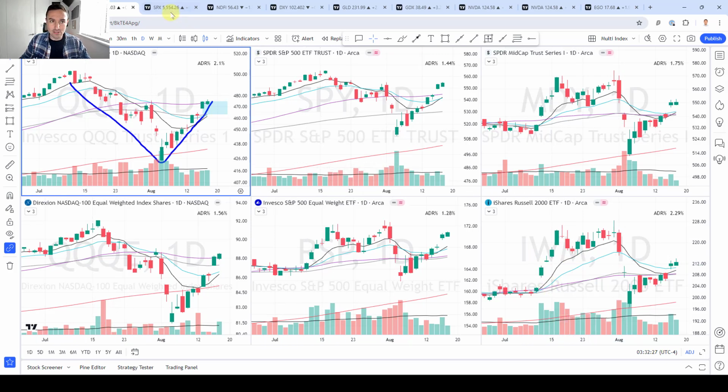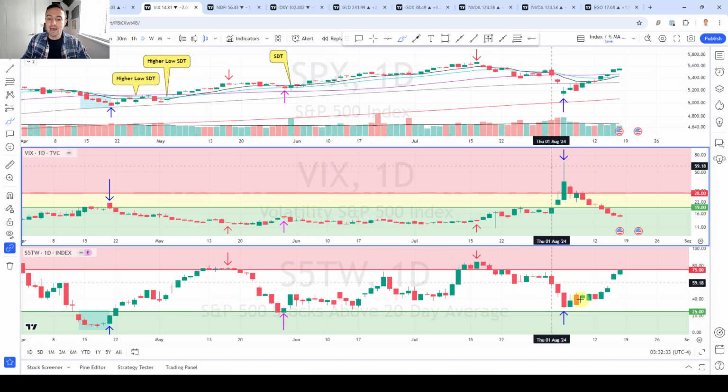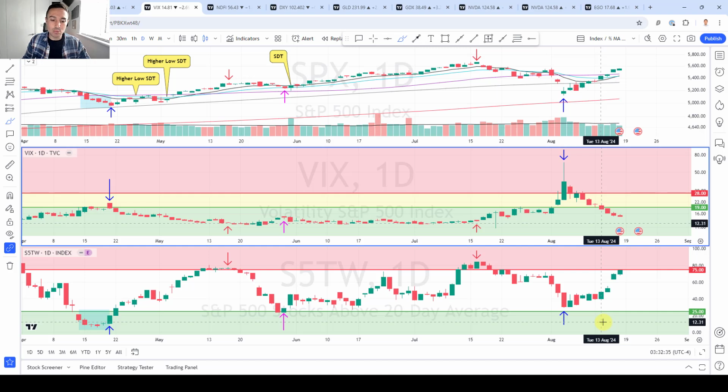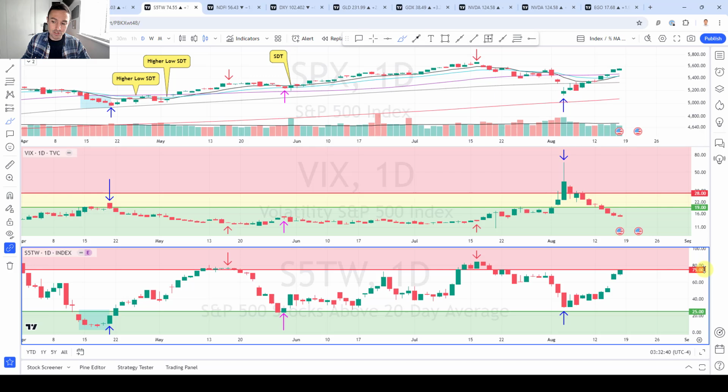If we fast forward a chart here, so then we can take a look in the greater context. We've got the S&P 500, the VIX, where you have this big spike coming through, and then we've got the S5TW, which is the S&P 500 percentage of stocks above their 20-day moving average. So this 75 and 25 are percentages. So you want to be aware of overbought levels. I was covering this in the YouTube video last week.